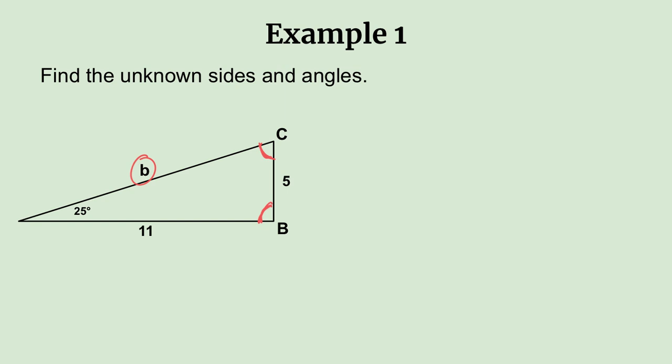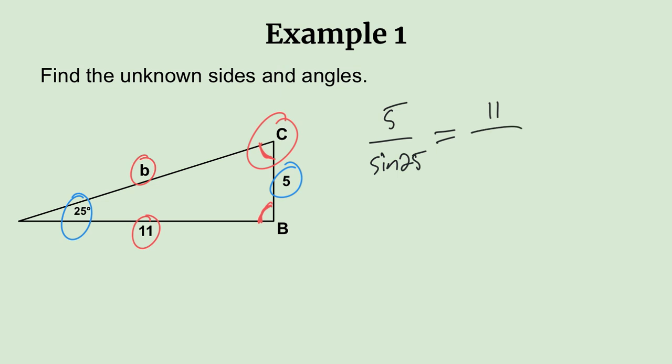We're going to start with C because we've got a missing angle and a side, and then 25 degrees and 5 go together. So we'll do 5 over sine of 25 equals 11 over sine C. This is going to be a calculator lesson.